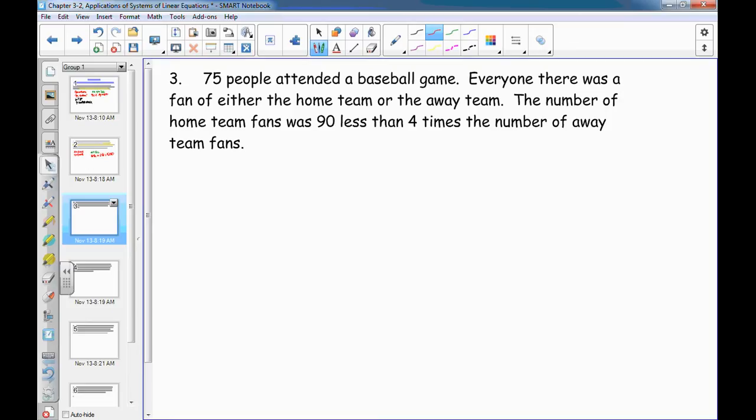Can you tell me what the topics are already just by the first 2 sentences? Home and away, right? Home and away. So I'm going to have H is home, and A is away.